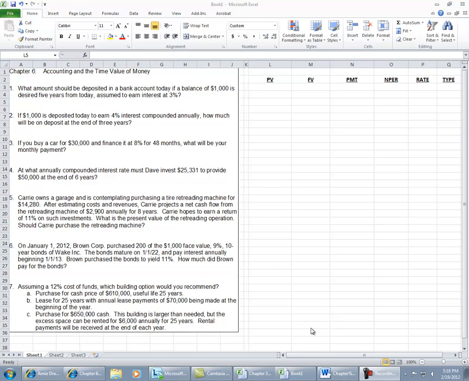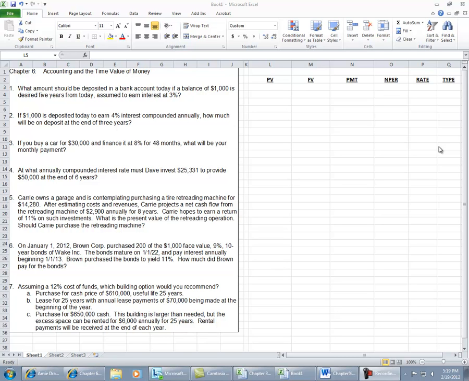In Chapter 6, we're going to explore the topic of time value of money. We're going to use Excel to solve for present value or future value or payment, number of periods, or the interest rate. We're going to use the type column only if we have a situation where the payment is due right away on the first date.